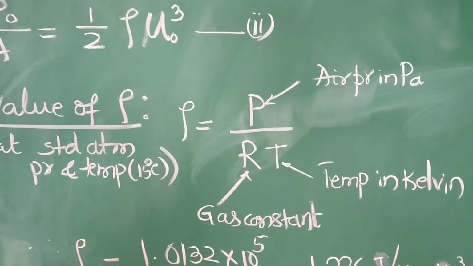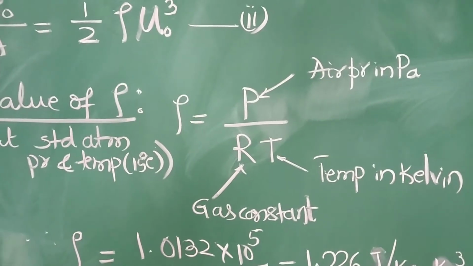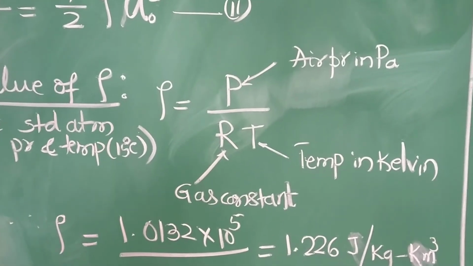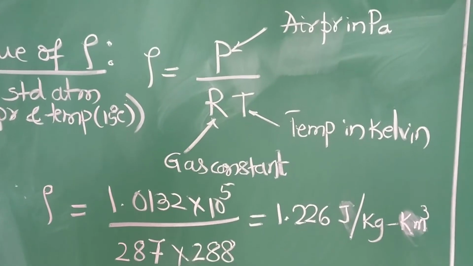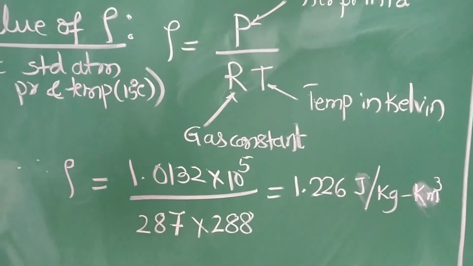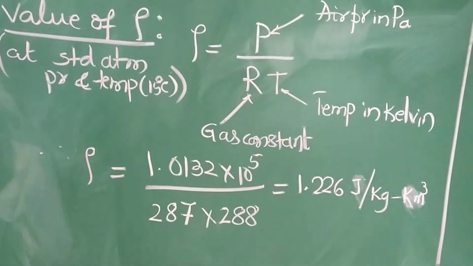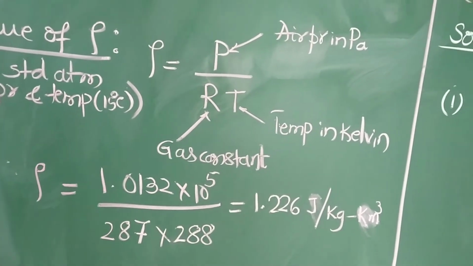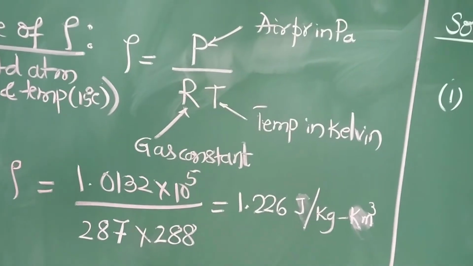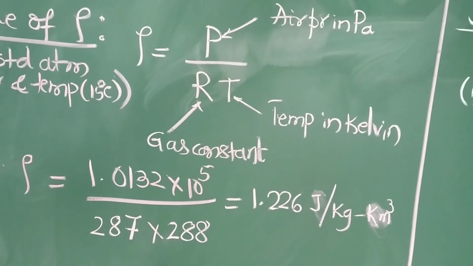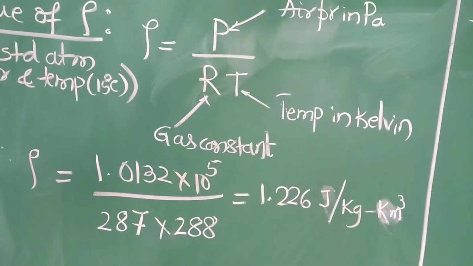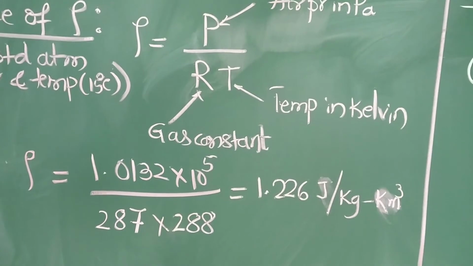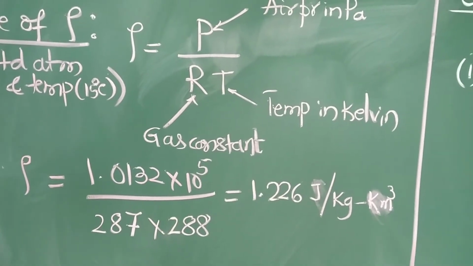We know that rho equals P by RT from the gas equation, where P equals air pressure in pascals, capital R is the gas constant, and capital T is temperature in Kelvin. Therefore, the value of rho is 1.0132 into 10 raised to 5, where 1 bar equals 10 raised to 5 Newton per meter square, R equals 287, T equals 15 added to 273, that is 288, and the value of rho comes to 1.226 kg per meter cube.